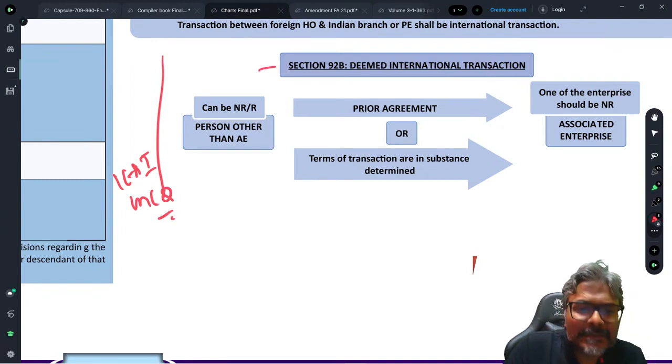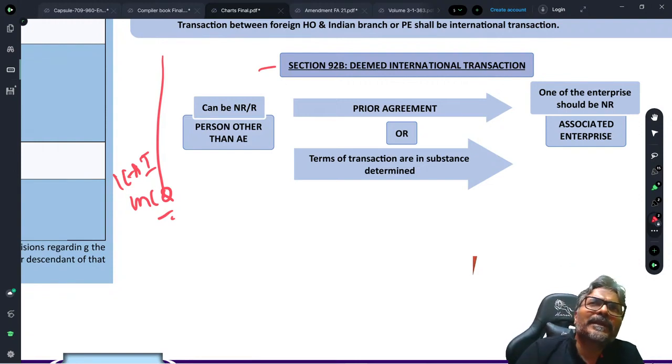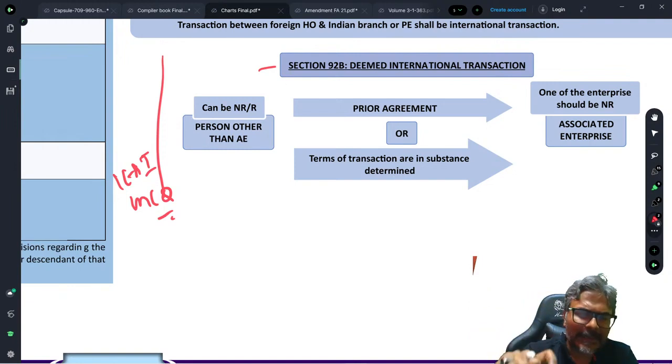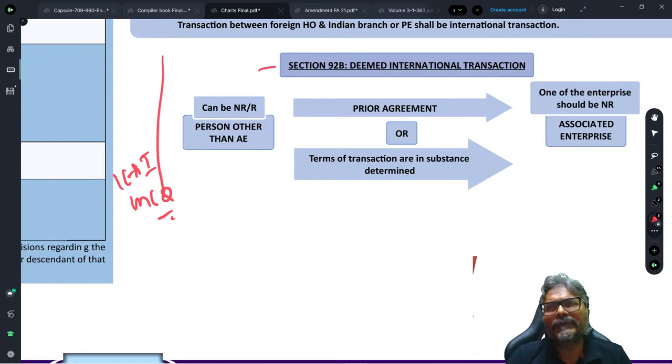Now 92B, there is a case of a deemed international transaction. Many of you will say, sir, what do you mean by deemed international transaction? See, understand one thing. I'll go with simple examples. If A Limited is a holding company of B Limited, then obviously, since 26% or more of the voting power of B Limited is held by A Limited, automatically, students, both of them are associate enterprises. Everyone can agree to this one? Perfect.